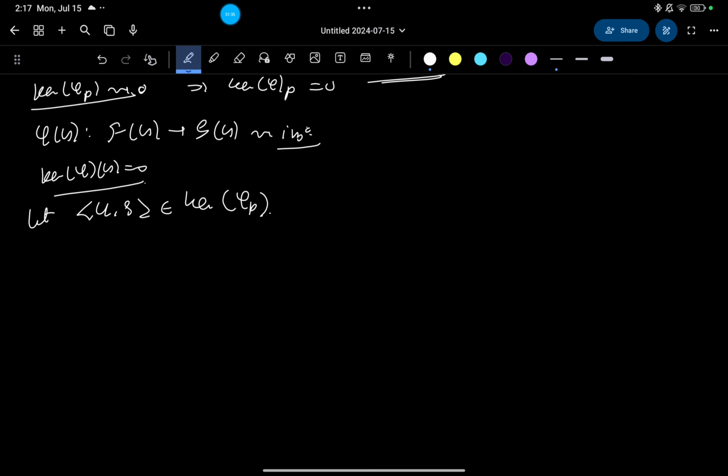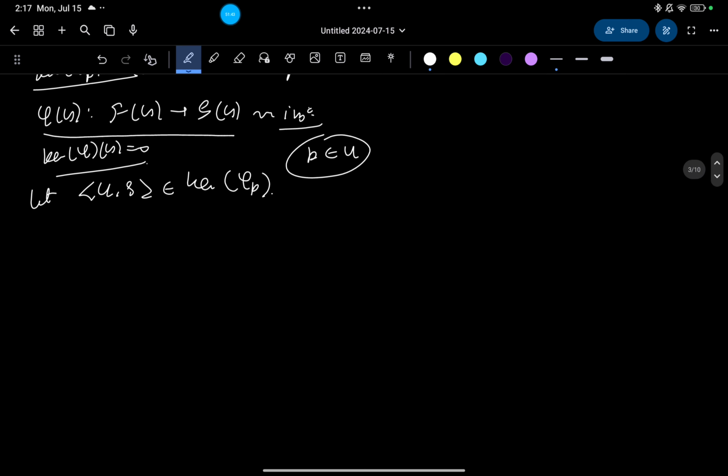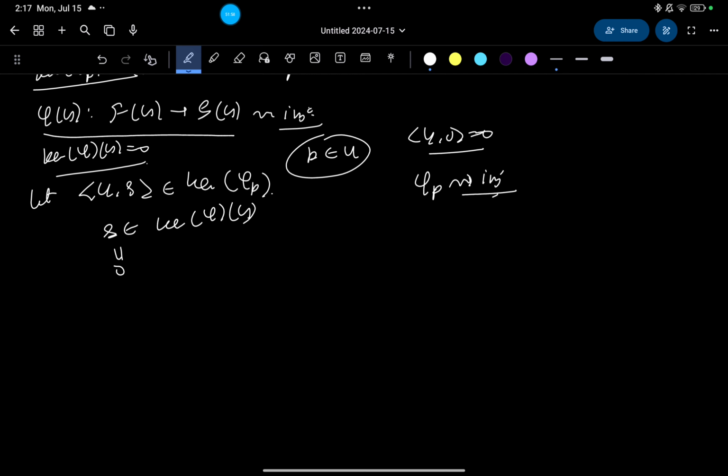Okay, so let p belong to u be any point, and it is open. For every open set phi is injective, I have, yes. So now that means, let's say it is there, so s must belong to the kernel of phi of u, which means s has to be 0. So it is (u, 0), which is nothing but 0. So that means phi p is injective. As phi p is injective, it means phi is injective as well.